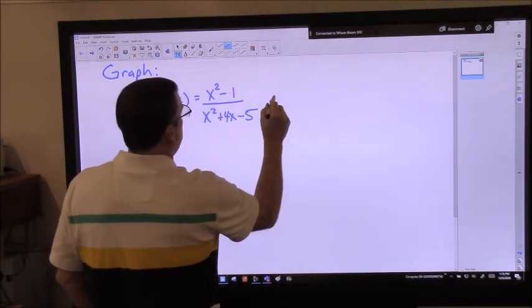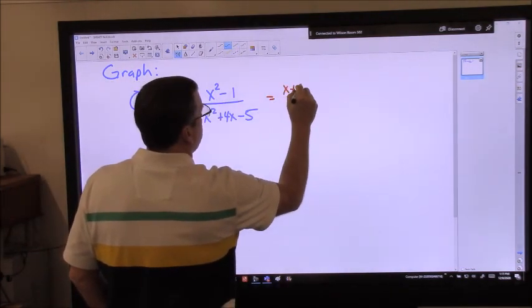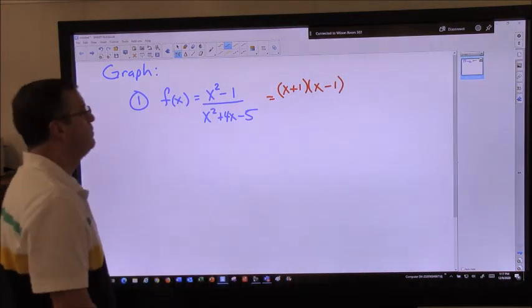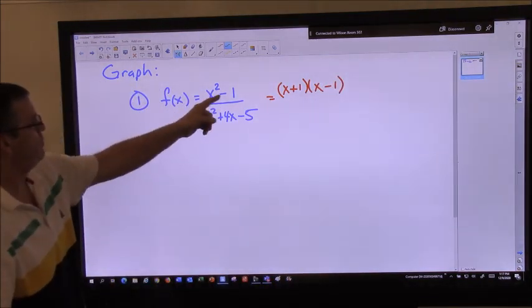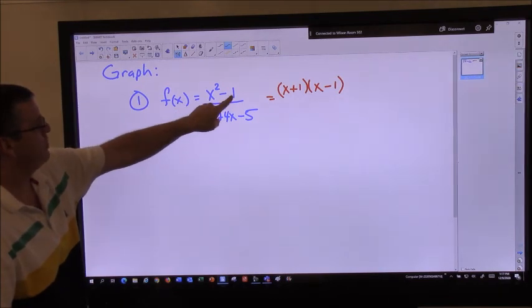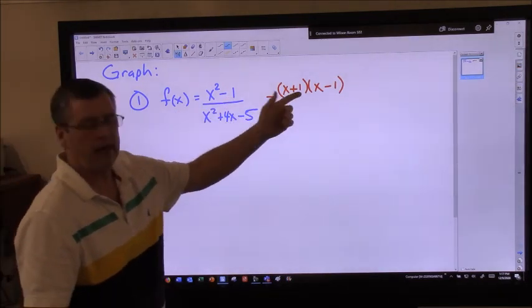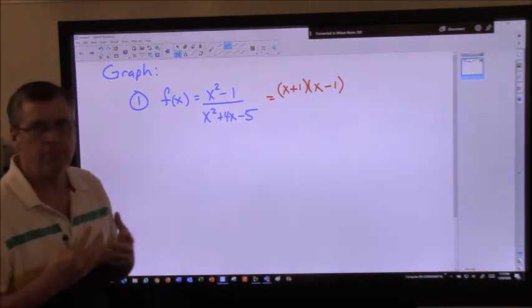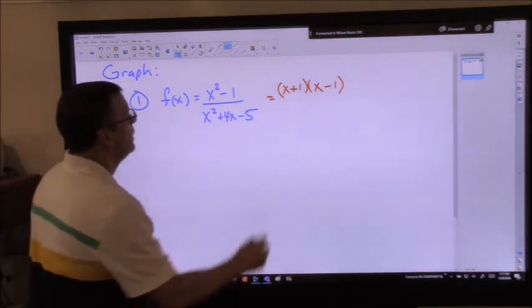So if I factor this, I've got x plus 1 times x minus 1 in the numerator, right? Difference of two squares. This would be x times x, this would be 1 times 1. Conjugates is what we call this. When one's positive and one's negative, that causes that middle term to disappear.